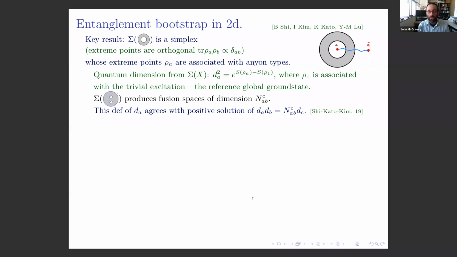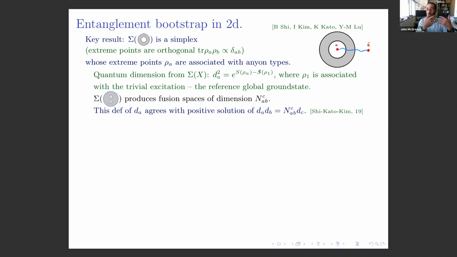Okay, so a key result in the two-dimensional case is that the information convex set for the annulus is a simplex. What I mean by that is that the extreme points are orthogonal to each other. There's a finite number of them, and we can associate those extreme points with anion types. So this picture is the key picture to keep in mind. For each anion type, you can have a string operator with one end inside the annulus and one end outside, and you get a different extreme point of the information convex set of the annulus for each distinct type of anion, for each superselection sector.